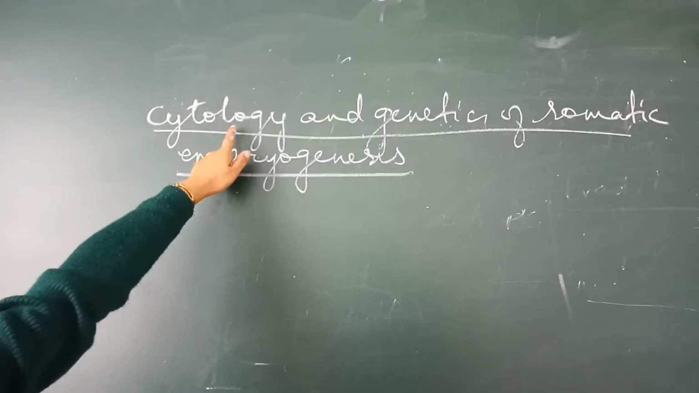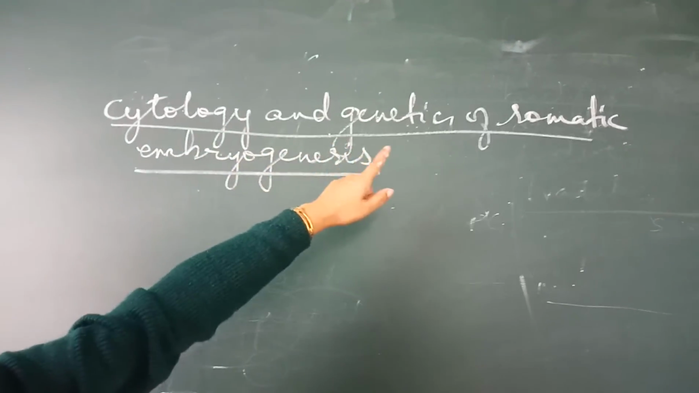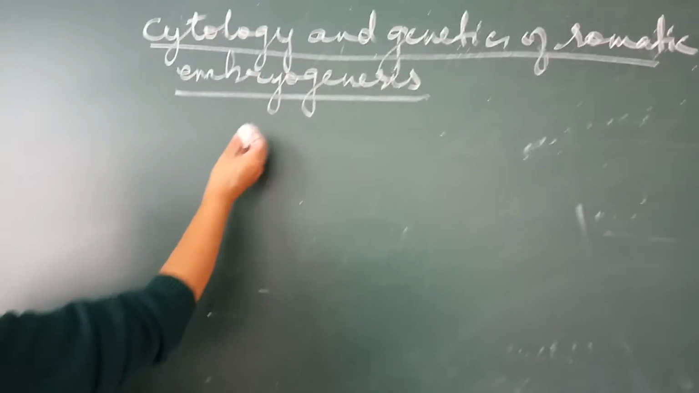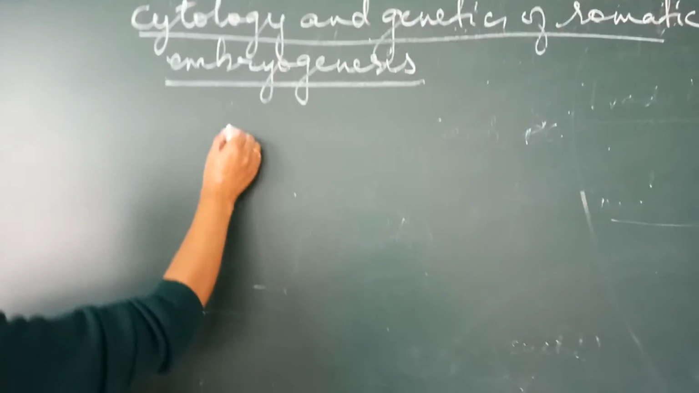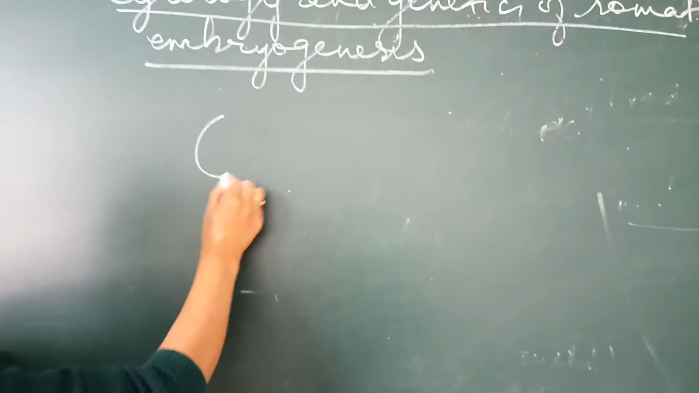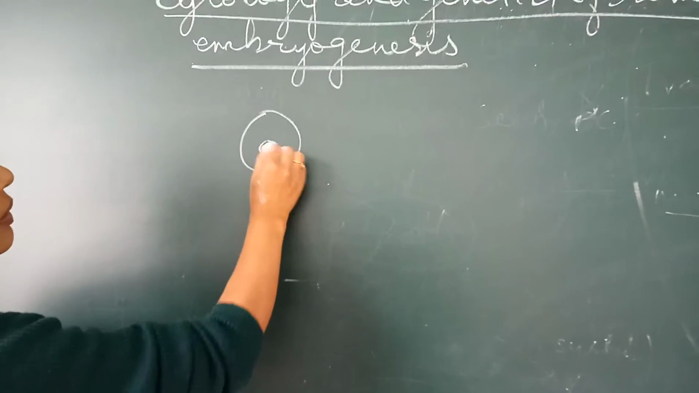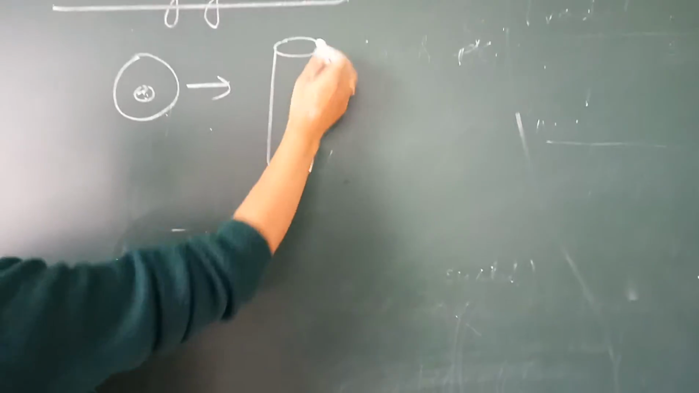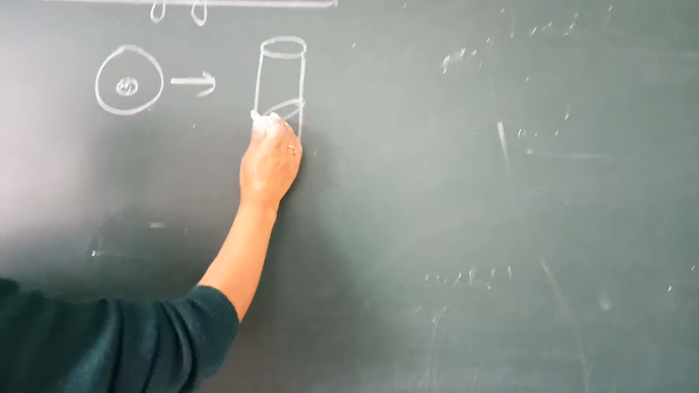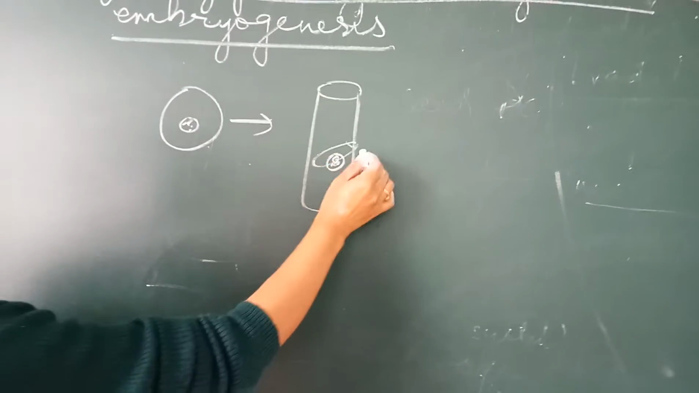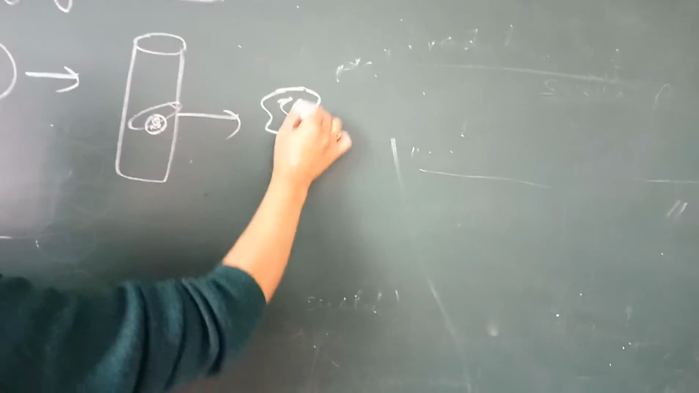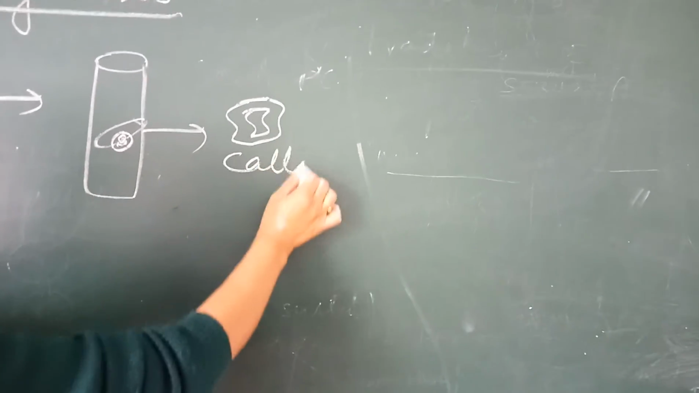Now let us look at the cytology and the genetics of somatic embryogenesis. I told you, if you take carrot and grow this carrot in a test tube, what will happen to this carrot? It will give rise to callus.